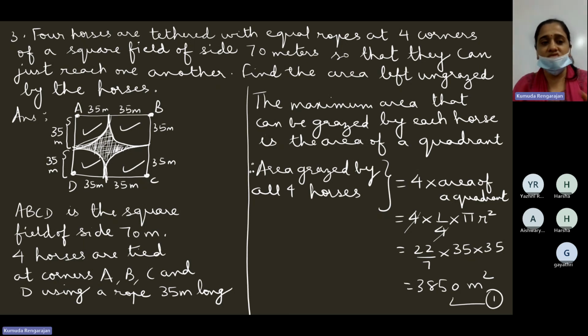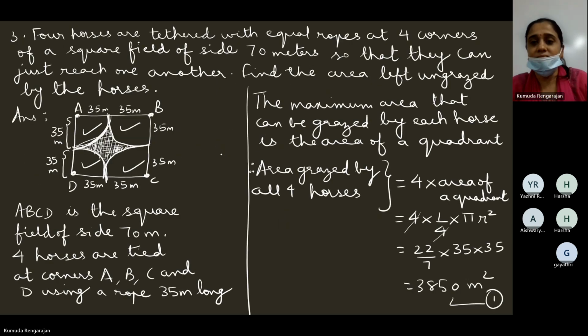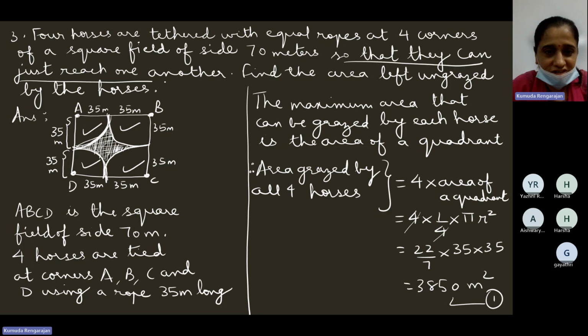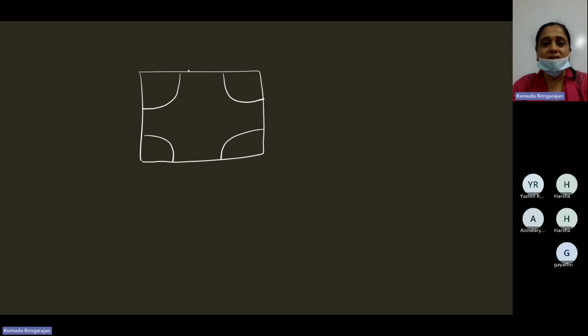And since it's given that they can just reach one another, the quadrants will not be like this. You cannot draw quadrants like this, because they can just reach one another. They can't overreach. They can just reach, like I stretch my arm and you stretch your arm, we can just touch. So it cannot be like this. If the horse is here and the horse is here, they can't meet at all.